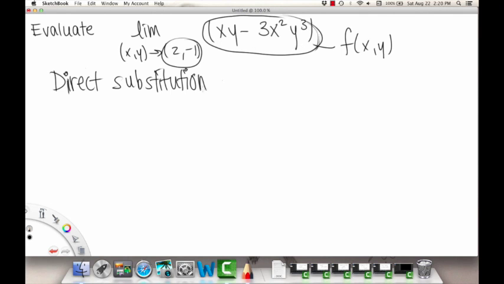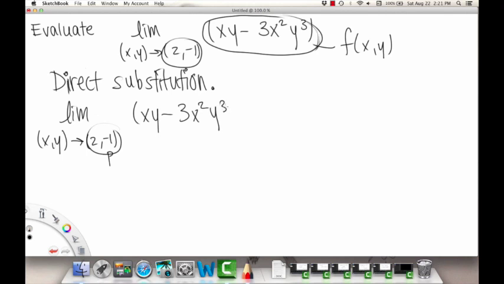But it's always worth a shot to try it, because if it does work out and you get an actual answer, then that's pretty much it. So let's try that. By direct substitution I just mean, we have our beginning limit, right? So we have (x,y) going to a certain point, we can call that P. And then here's our f(x,y), 3x squared y cubed, and what we can do is basically just plug it in. So f(2, -1). So we're going to plug that in and see what we get.